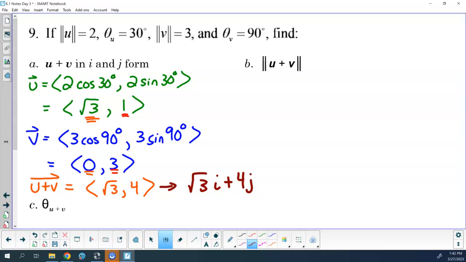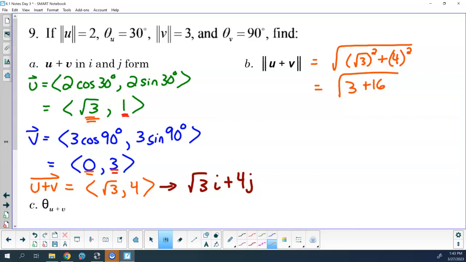Then we need to find the magnitude of that. So that's going to be the square root of the quantity square root of 3 squared plus 4 squared, 3 plus 16. So the magnitude is the square root of 19.